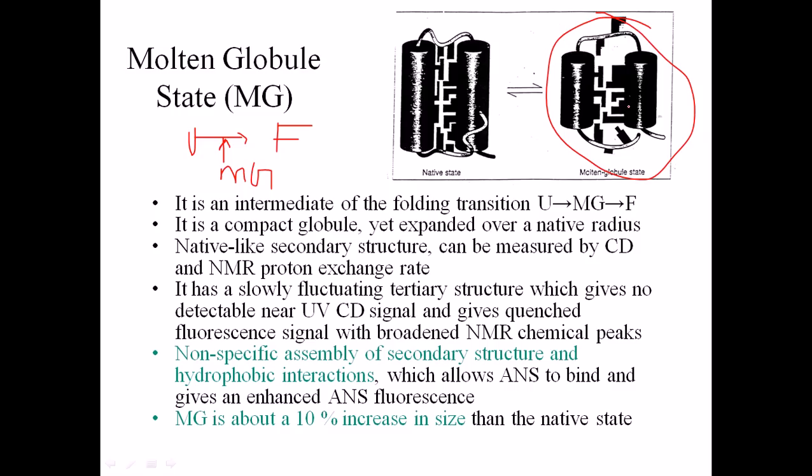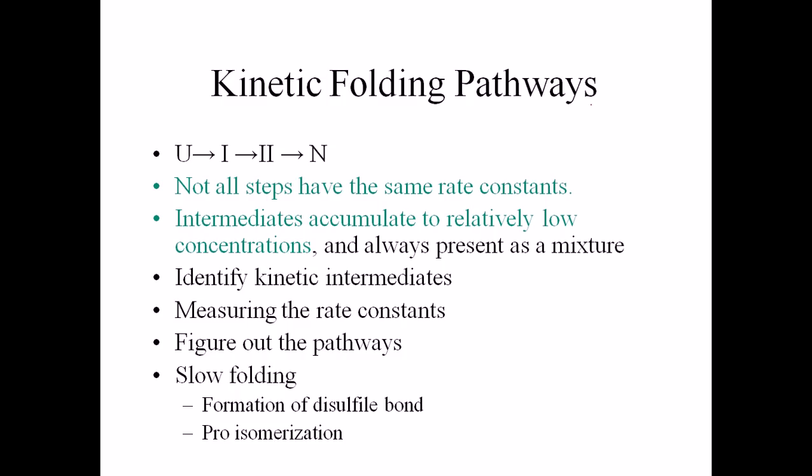Okay, so now let us move on and look at the kinetics of protein folding. If we go from the unfolded state towards the folded or native state, this is transition state 1 and this is transition state 2. If we look at the kinetics of folding, a very important consideration is that not all the steps have the same rate constant. The rate constant varies from one step to another, and the intermediates that accumulate in between, transition 1 and 2, are relatively small and relatively low in concentration.